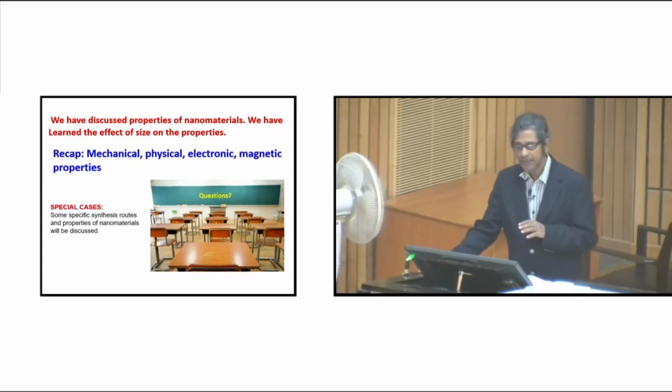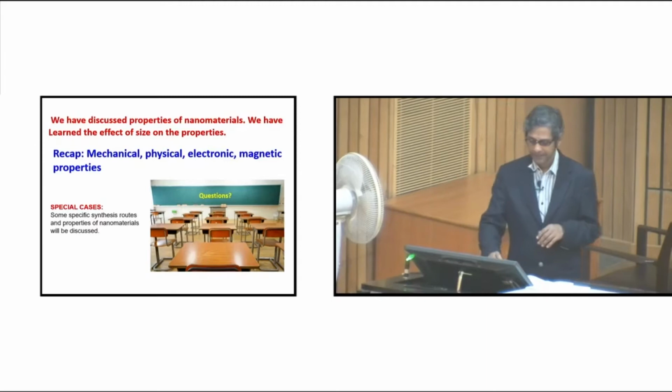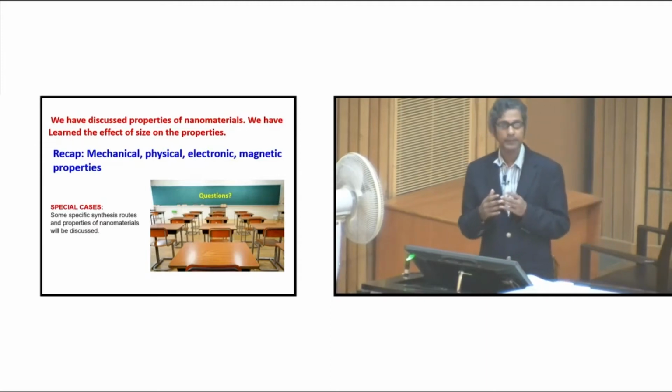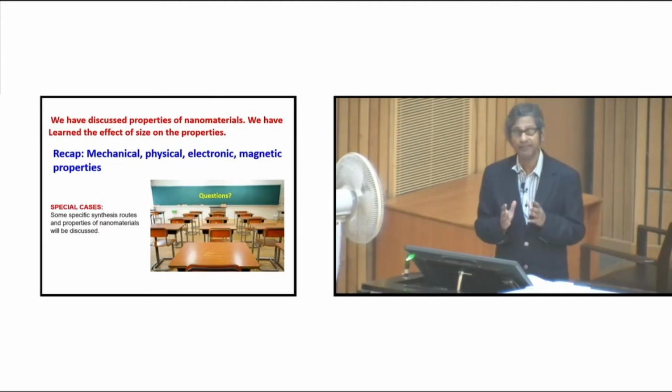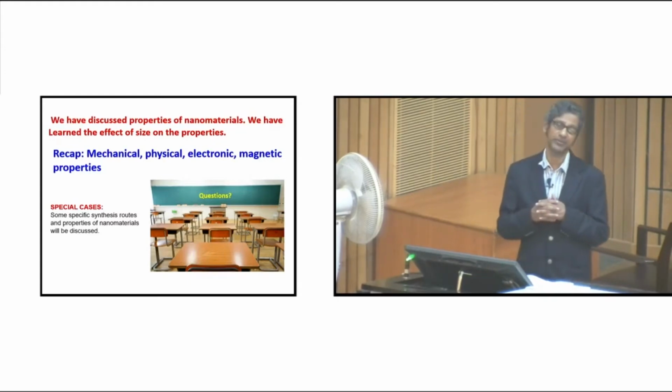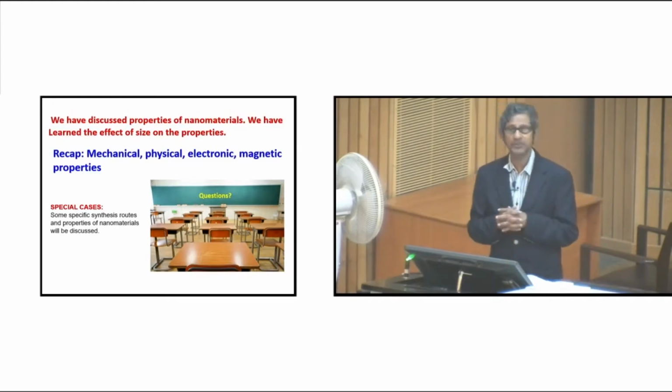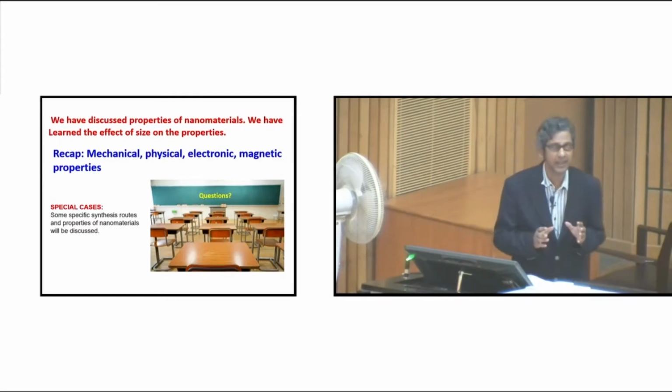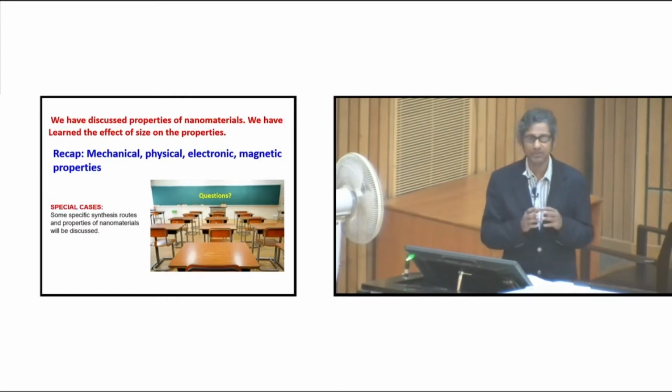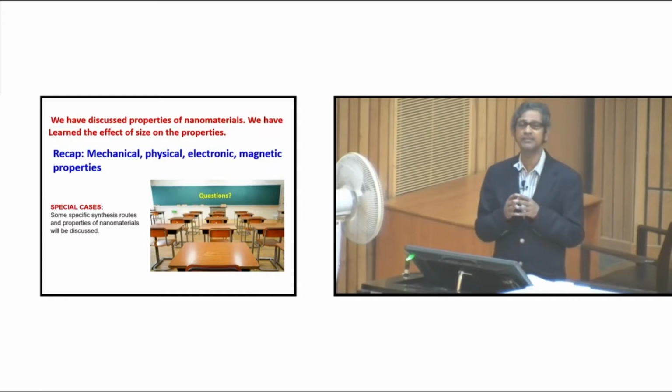If I have to recap the whole thing, we have seen that the properties of nanomaterials are affected very strongly by the size and the dimension of the nanomaterial. In the case of mechanical properties, we have seen that the grain size of the material does affect the elastic strength, the plastic strength, or even the dislocation activities. Especially, we have seen that the yield strength of the material scales as 1 over root d, where d is the grain diameter of a nanomaterial.